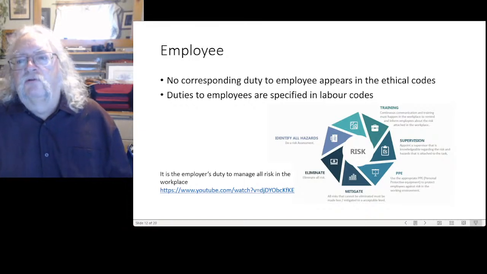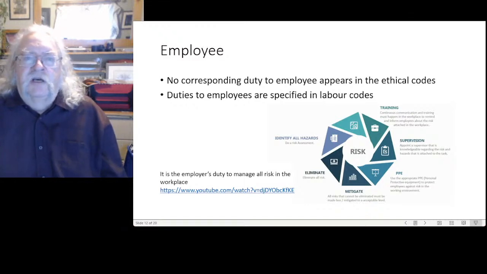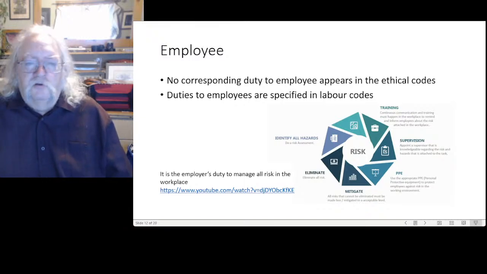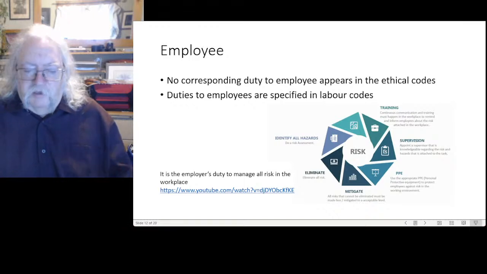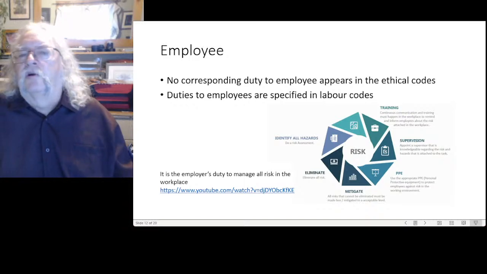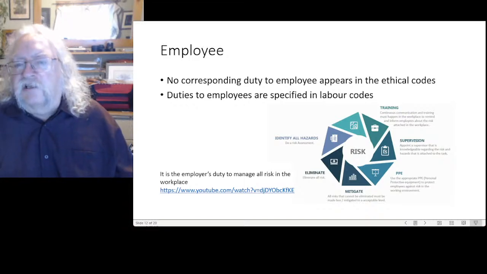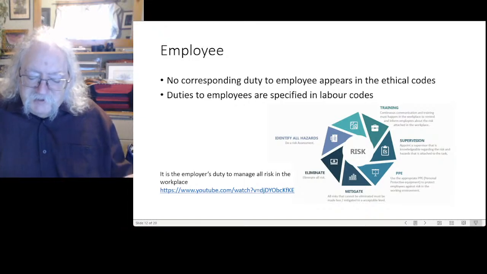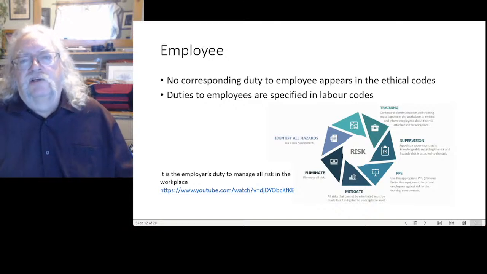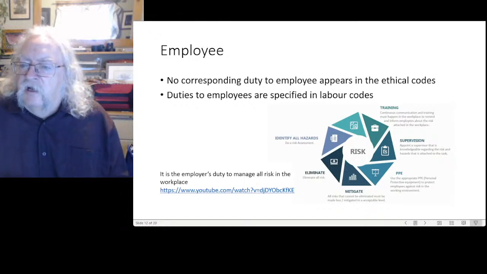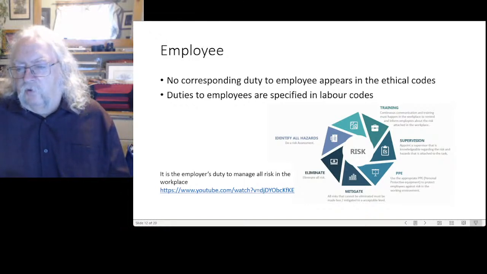Now, there are duties to employees specified in labor codes, but it should be pointed out that many professionals are employers. They do hire and manage people like office assistants, lab technicians, student workers, and the like, maintenance staff. And so it seems odd that their obligations to their employees would not be included in these ethical codes. What sort of duties would there be?